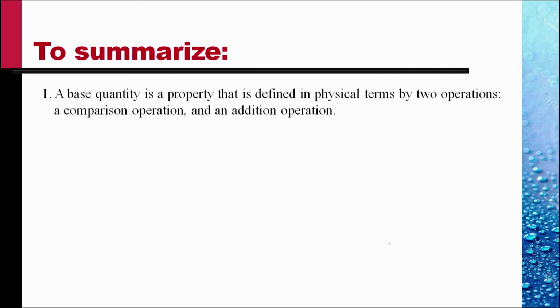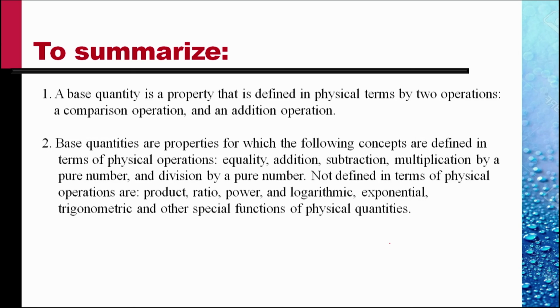Let's summarize what we have done today. A base quantity is a property that is defined in physical terms by two operations, a comparison operation and an addition operation. Base quantities are properties for which the following concepts are defined in terms of physical operations: equality, addition, subtraction, multiplication by a pure number, and division by a pure number.